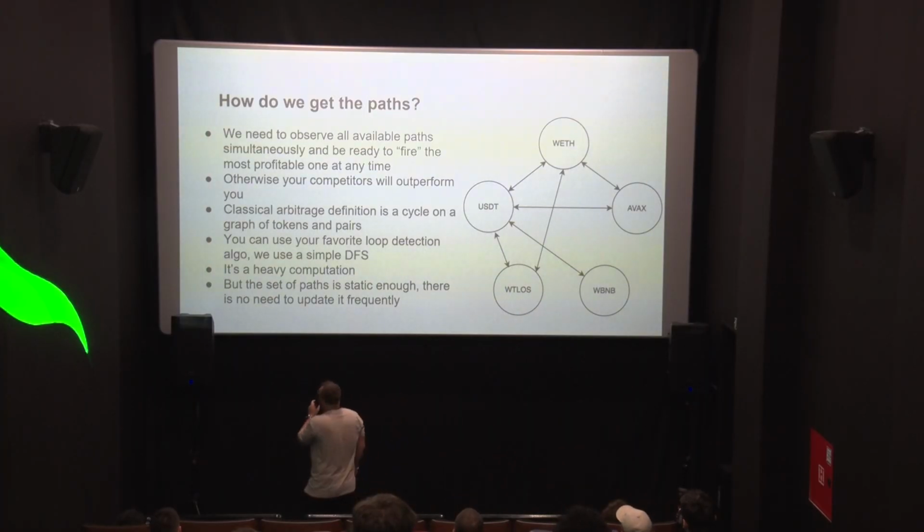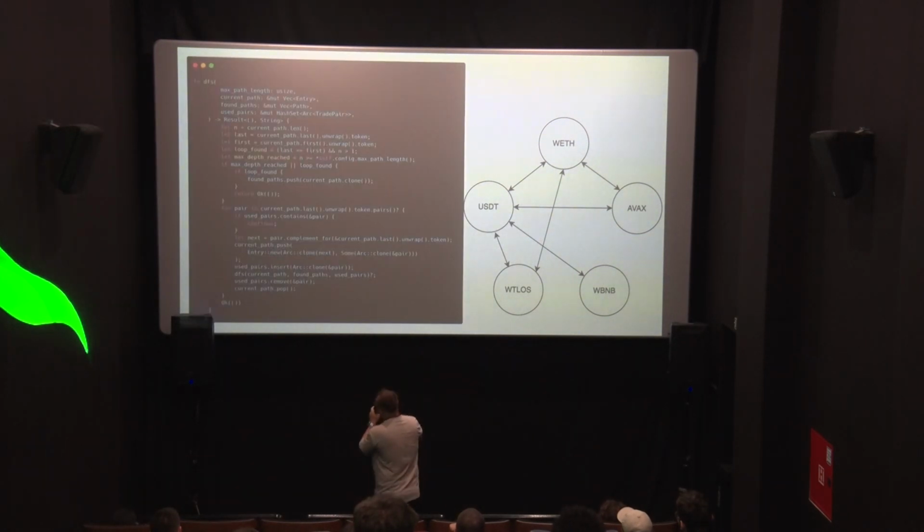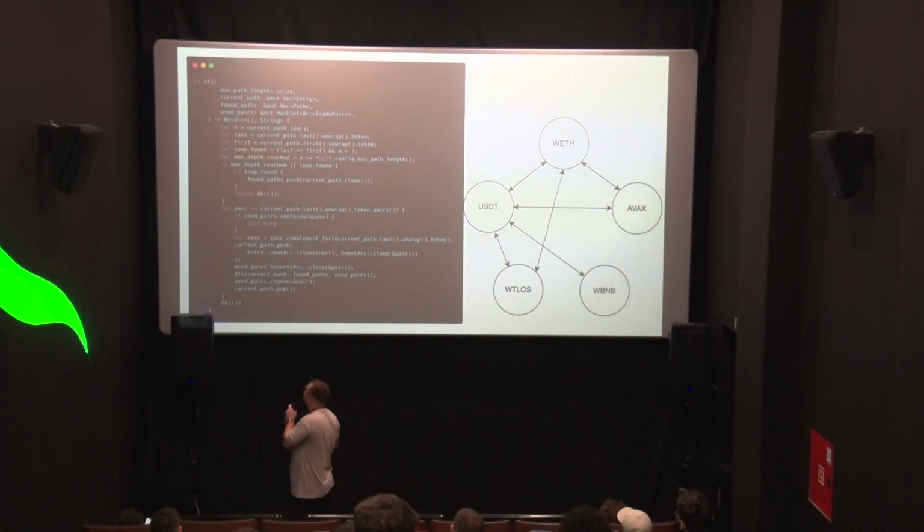In order to calculate these paths, we can apply plenty of algorithms, but we used the most primitive, simple DFS, which is checking all the neighbors iteratively and recursively. This is an example of how it can be implemented, but as always, you don't need to dive into it.